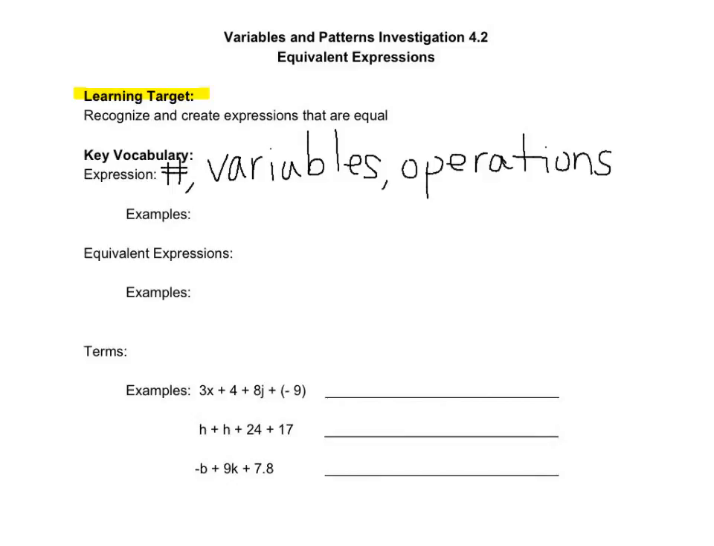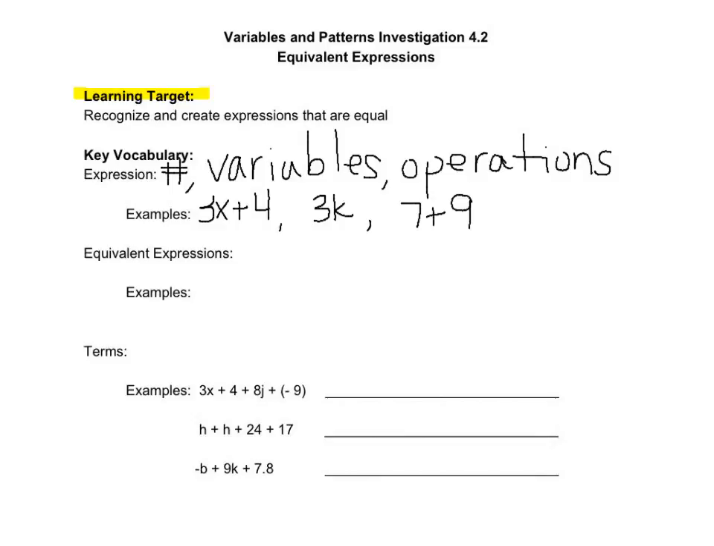So some examples might be, let's say, 3x plus 4. Another example could be 3k. An expression could be 7 plus 9. So it's a combination of things.